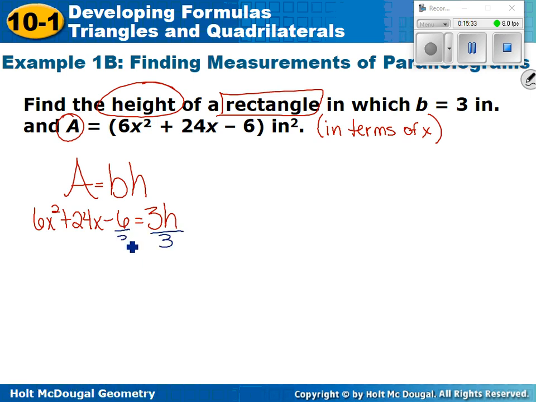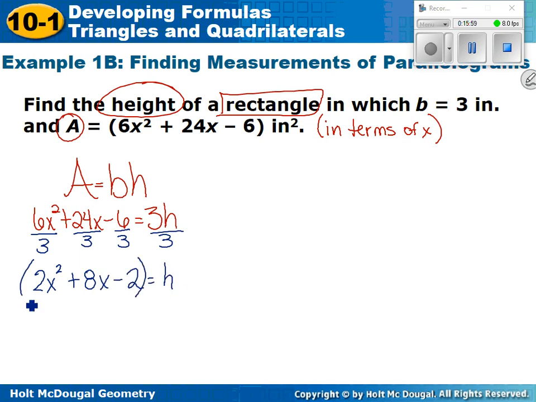Make sure you divide every single term by 3. And I write it this way just so I don't forget to divide every term by 3. You can write it, just divide by 3 on both sides, but oftentimes students will forget to divide every term. So be careful. What do we get here with 6x squared? 2x squared plus 8x minus 2 equals H.